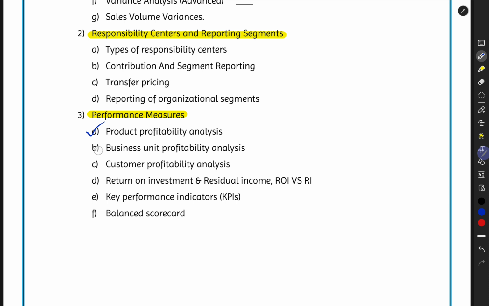Then business unit profitability. Like suppose I have 5 different departments, which department is running in profits, which department is running in losses. Suppose I have 3 marketing divisions, which marketing division is performing well, which division is performing badly, where the sales are highest, where the sales are the lowest.